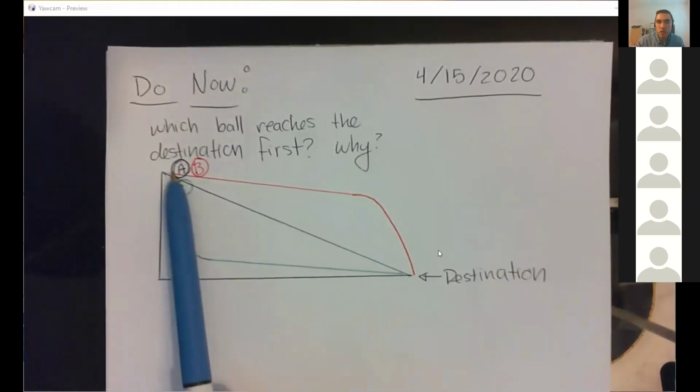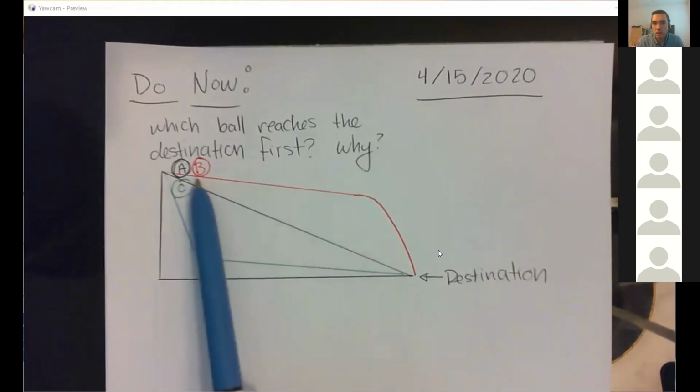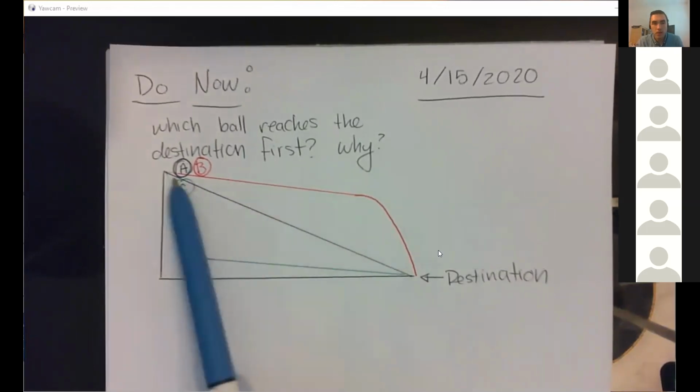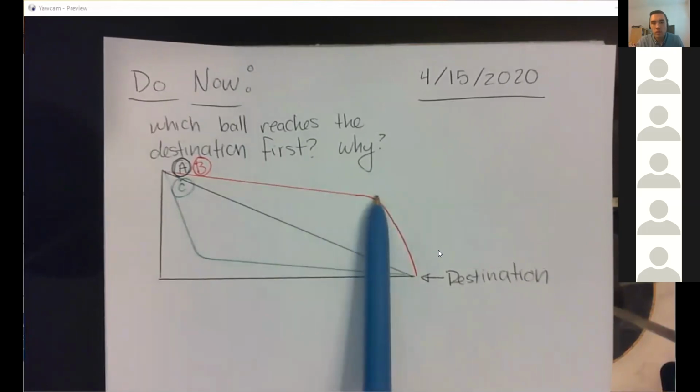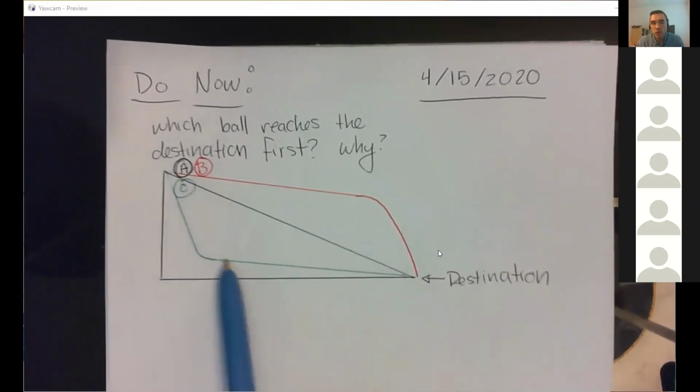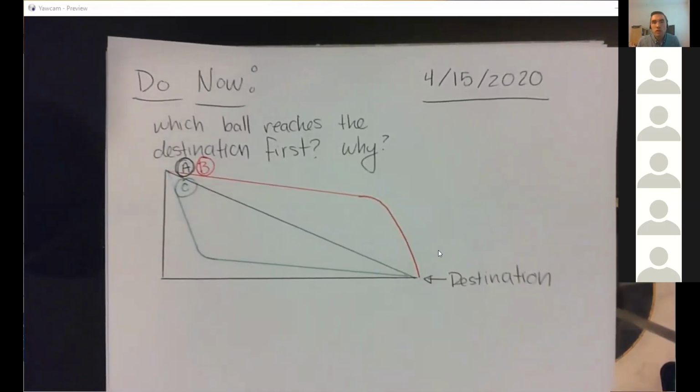I have a curved pathway B, which goes out at a higher angle than pathway A does. And then we get out here to some distance and then it drops. And then I have the reverse of that, C here, which drops first and then goes out to the destination. So in what order do y'all think these arrive at the final position, and why?